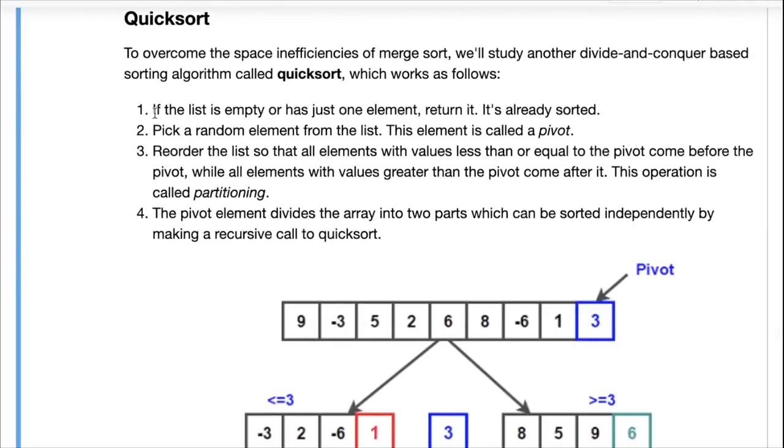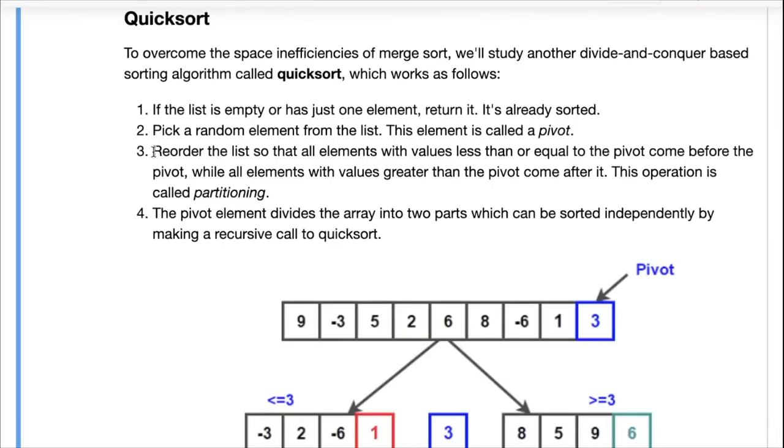So here's how it works. If the list is empty or has just one element, return it. It's already sorted. Straightforward. If not, pick a random element from the list. Now, this element is called a pivot. There are many strategies for picking a pivot. One is to pick a random element. One is to maybe pick the first element or the last element. What we'll do is pick the last element, but you can easily augment our implementation to pick a random element.